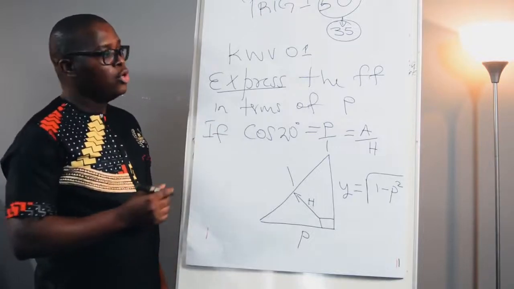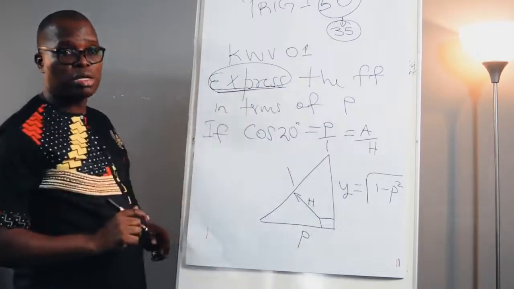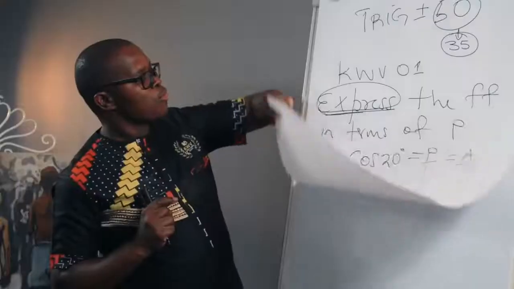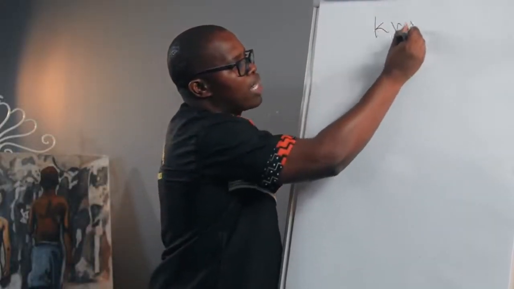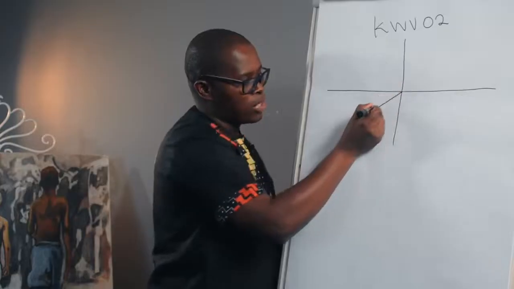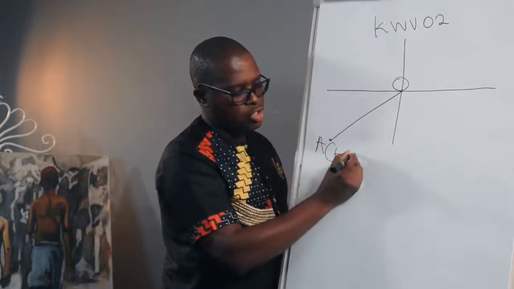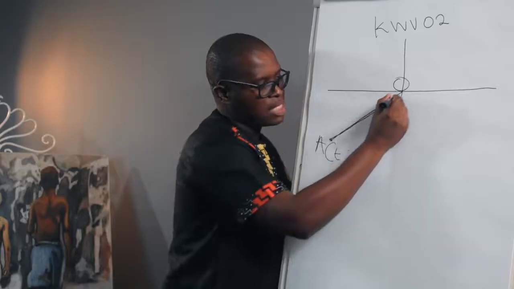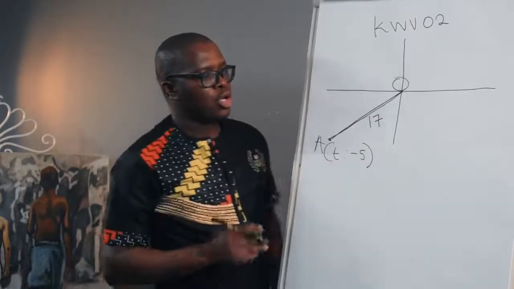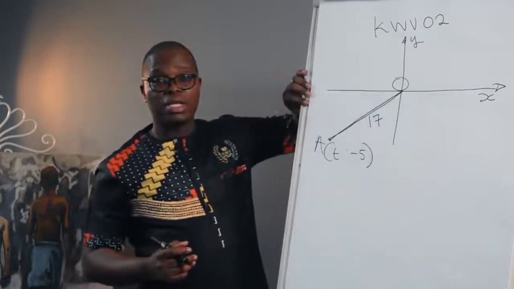That's the first question. As I indicated, the first question would have the wording express the following in terms of. That is what you must understand, and if you are given that, you have to use the right angle triangle. Then the second one, this is our KWV2. In this case, you'll be given a Cartesian plane with a line like this one. They would say this is A, OA, and A is given by t, negative 5. Sometimes this line would be, let's say, 16 or 17. This is our x-axis, this is our y-axis. So this is what you do.